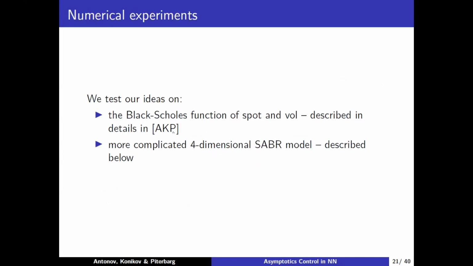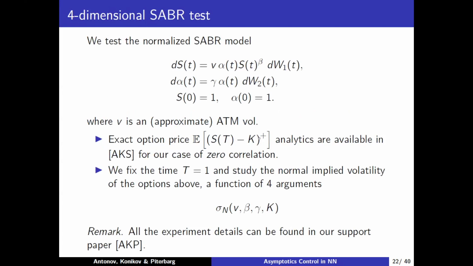As numerical experiments, in our paper you can find the Black-Scholes experiments, and more complicated four-dimensional SABR model experiments. So we'll see how it works in this presentation, an example of this on the SABR model experiment. As far as this science is pretty experimental, we will spend some time describing what we do, what model we use, what kind of hidden parameters we use, and so on.